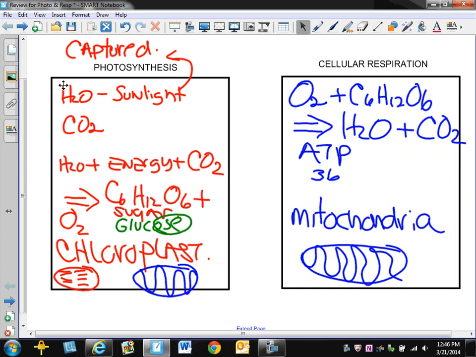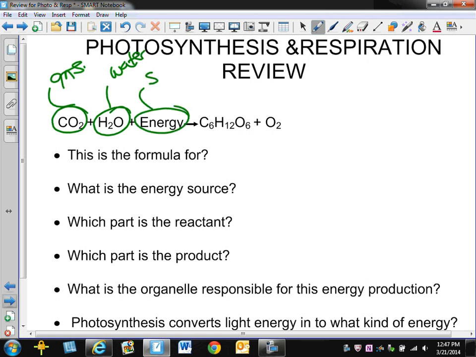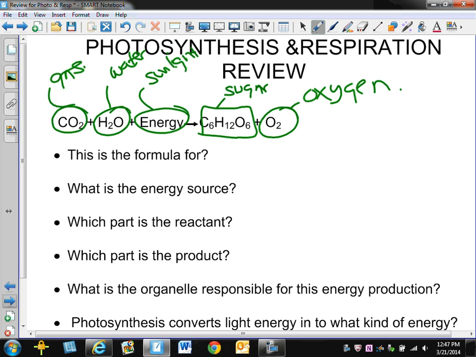Okay. Turn the page. So, photosynthesis. CO2 is a gas, as we know. You know what H2O is? It's water. And energy is sunlight. And it gives us a sugar, and it gives us oxygen. Yay for plants. So this is the formula for photosynthesis.